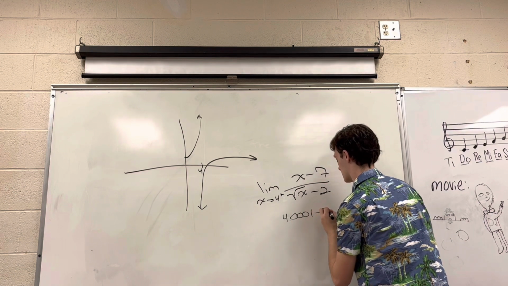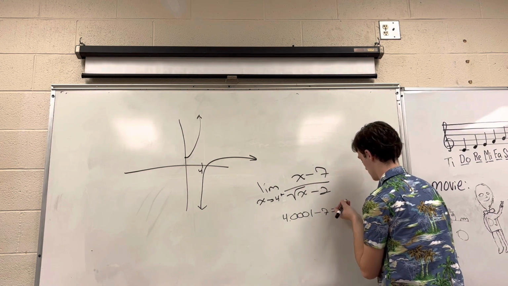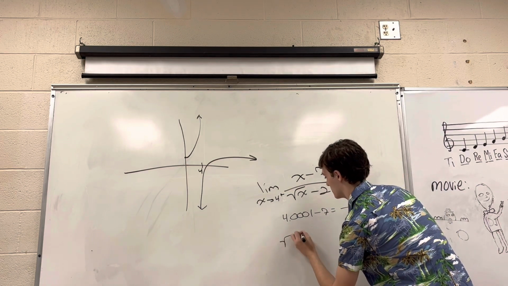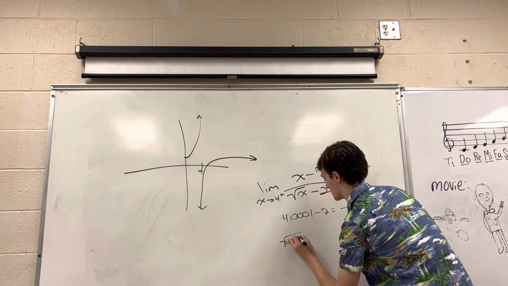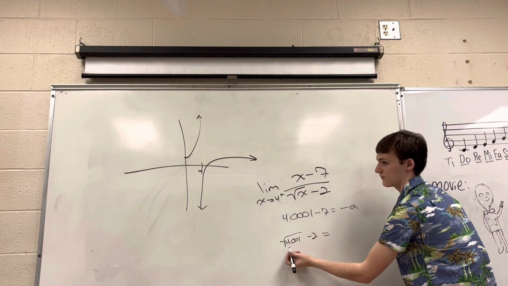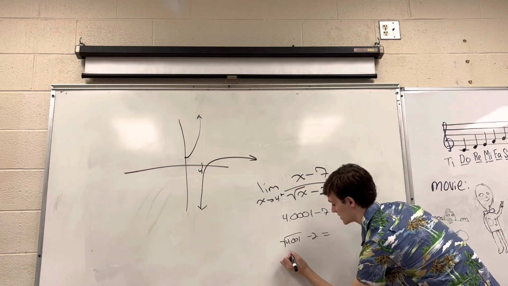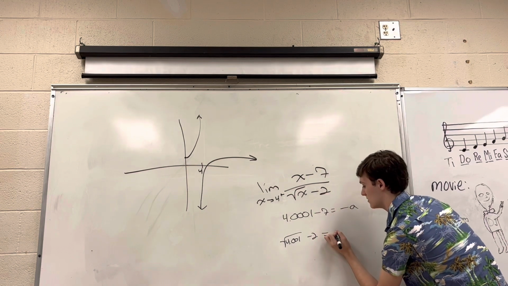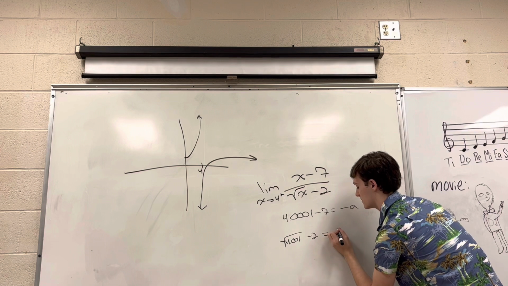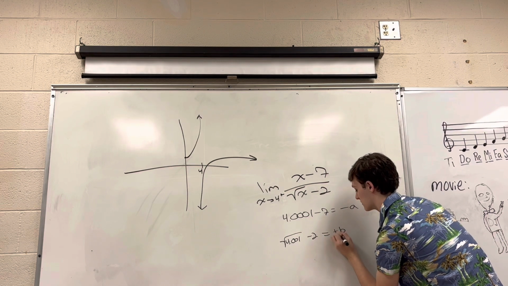So 4.0001 minus 7 is going to be a negative number. We'll say a, just for reference. And then the square root of 4.0001 minus 2 is going to be very close to 2, but slightly larger than 2, minus 2. So we're going to get a very, very small number that is positive. We'll call it b.